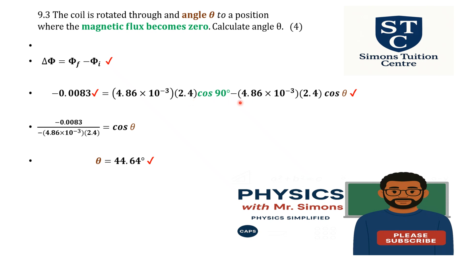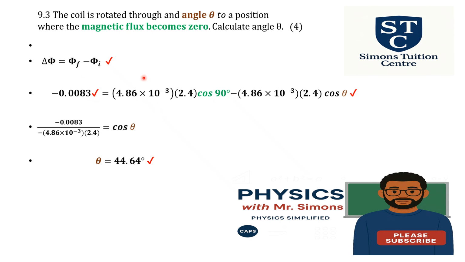And on this side here, minus 4.86 times 10 to the negative 3, times 2.4 times the cos of 0. So we've gone from 0 to what it was initially. That there is 0, so that would be negative 0.0083 divided by negative 4.86 times 10 to the negative 3 times 2.4, equals cos theta. Then I'm going to say shift cos, punch in that value, equals on my calculator, and theta equals 44.64 degrees.